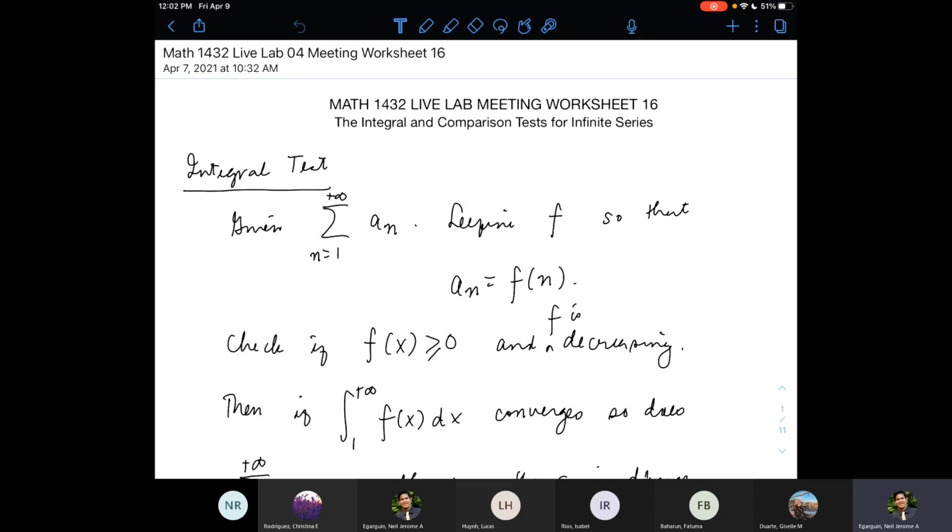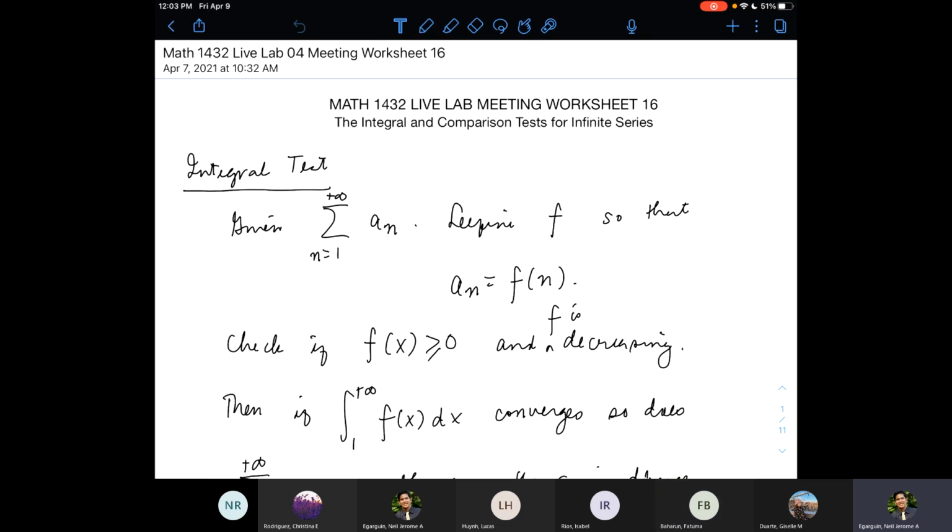Okay, good morning, everybody. So today we'll continue our discussion about tests for convergence or divergence of series. In particular, we'll look at some examples for the integral and the comparison tests. And if time allows, we can move on to some examples for the ratio and the root test. So, by the way, Fatuma has a question here.